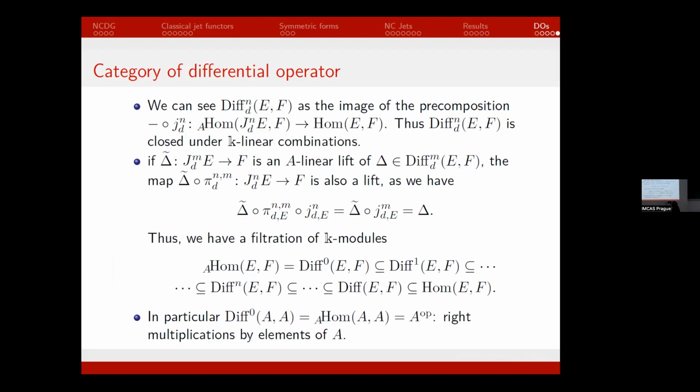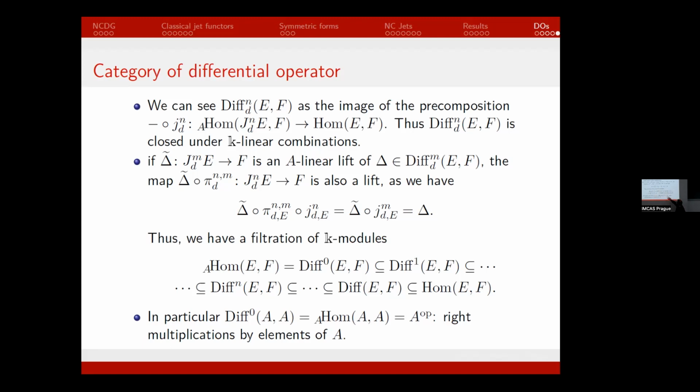Furthermore, if we have an mth order differential operator, this is also an nth order differential operator for n greater than m, and we obtain the corresponding lifting by just precomposing with the jet projection. And this sort of makes sense of the notion of order at most n in the definition. And this provides a filtration of differential operators of at most a certain order.